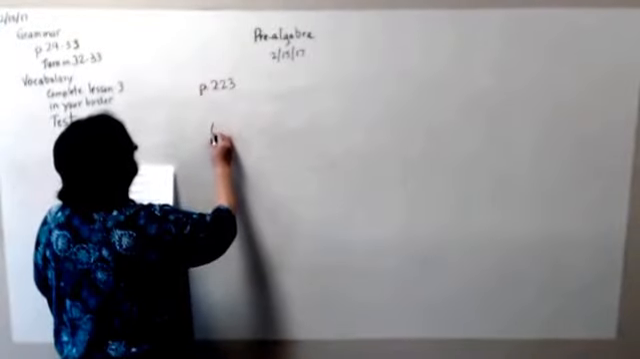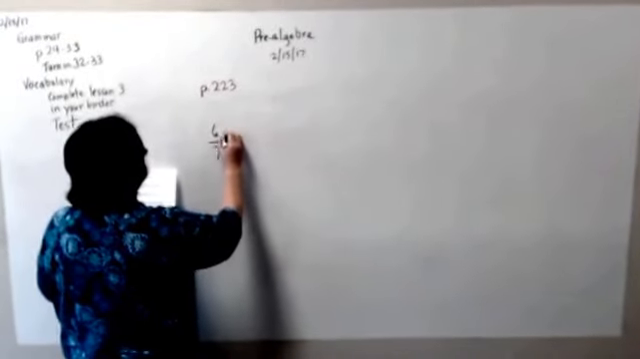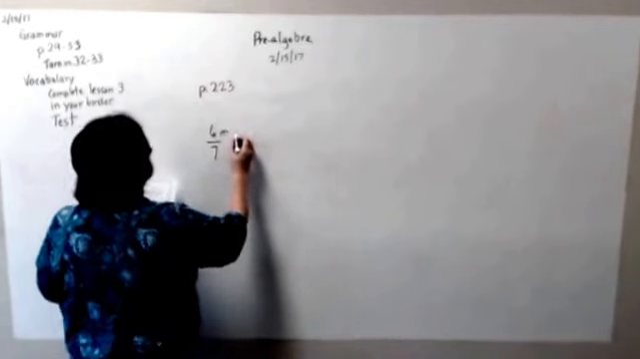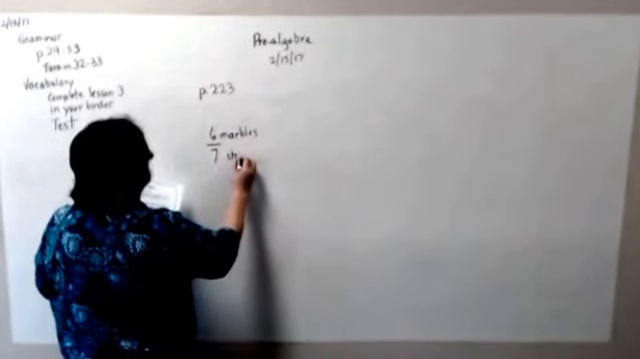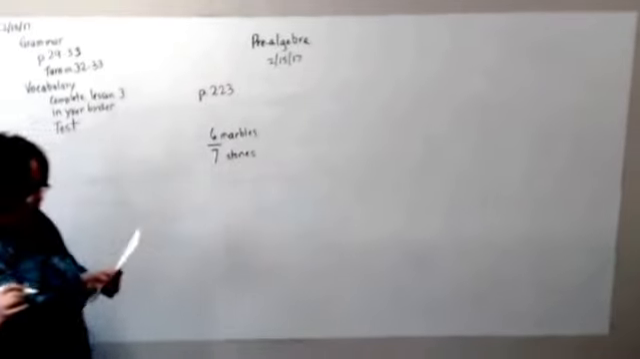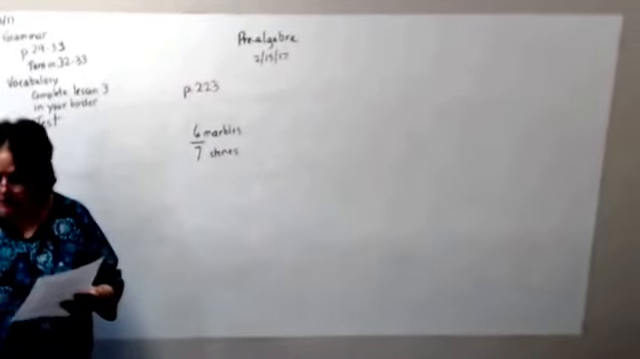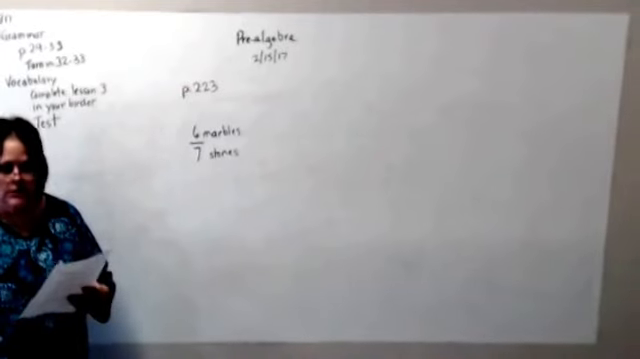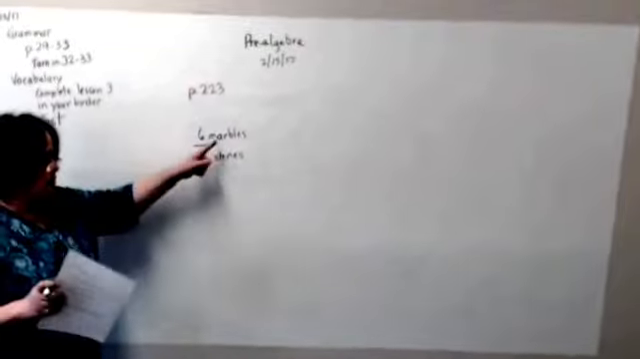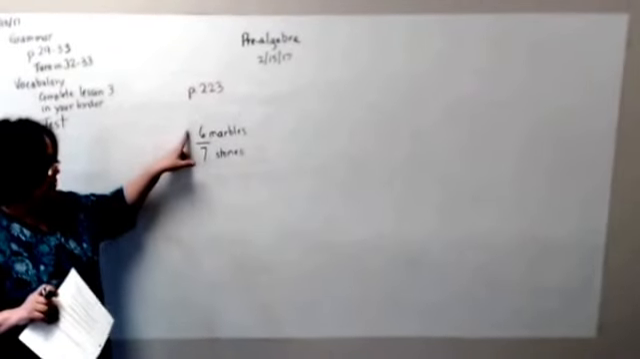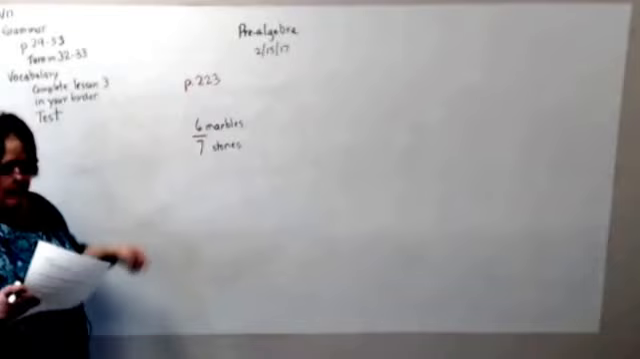Walk me through this, Ethan. What is the first ratio they give me? 6 marbles over 7 stones. Does everyone agree that that's our first ratio? That's right. Marbles to stones, 6 to 7. 6 comes first and marbles come first. So it's 6 marbles to 7 stones.